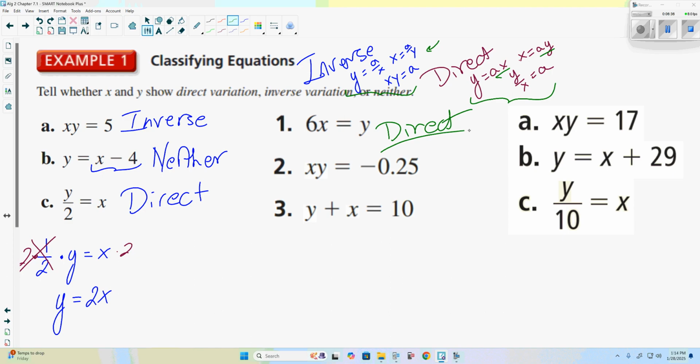Let's look at number 2. x times y equals negative 0.25. Inverse, direct, or neither? Inverse, because this is our x times y is equal to a.